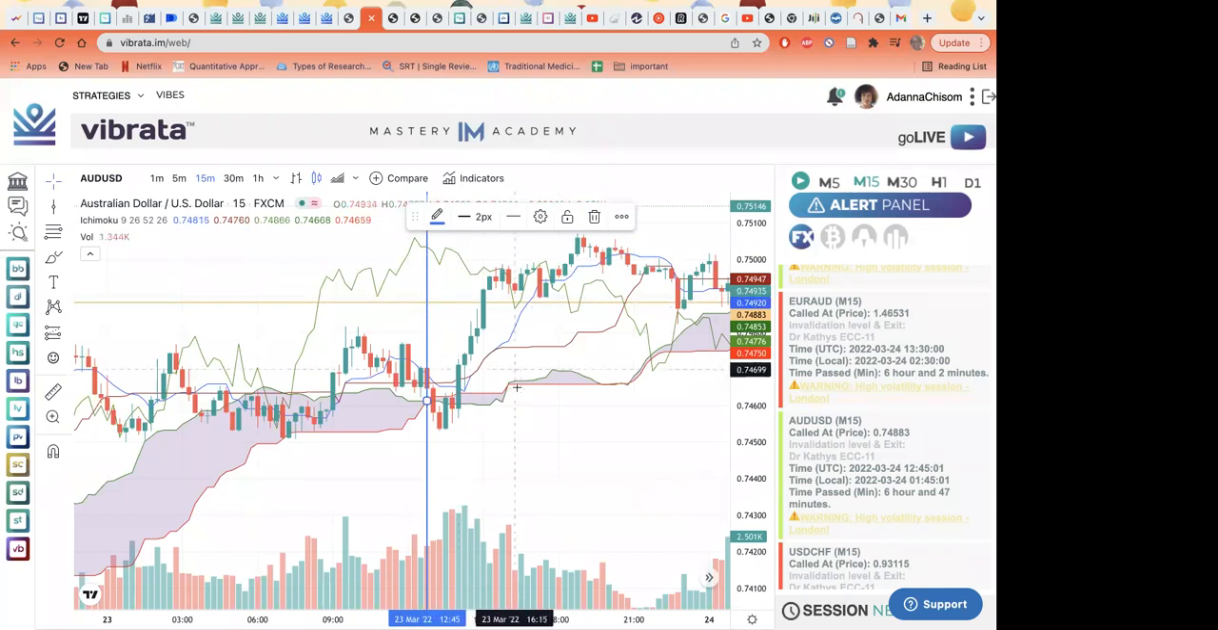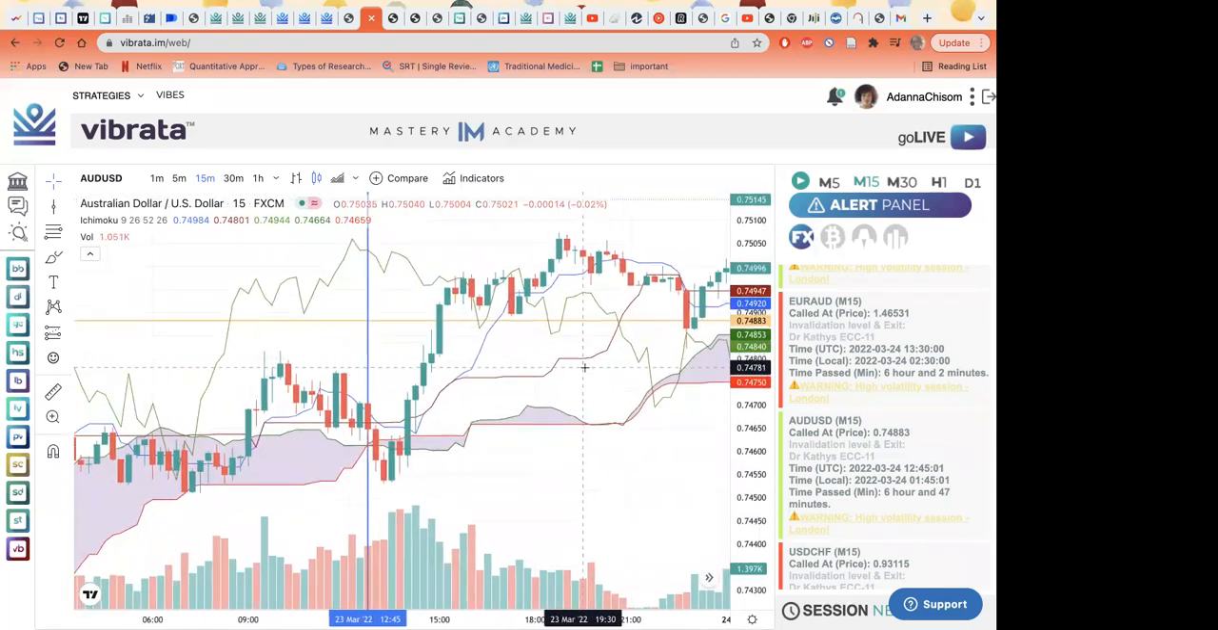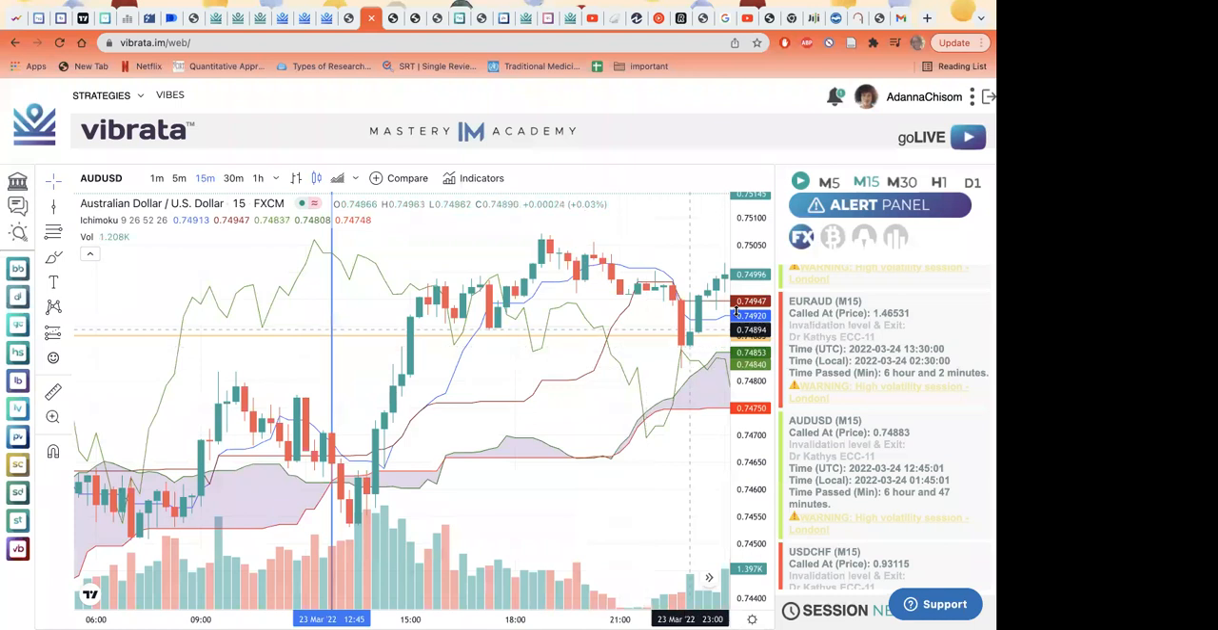And remember our little secret. You have to look at the previous candle. And let me confirm this again. AUD USD, 0.74883. Yeah, 83, correct. All right, good. So this is where the trade idea was called. Let me move my stuff a bit so that you can see it. It was called at this point, and they said we should go in for a buy.